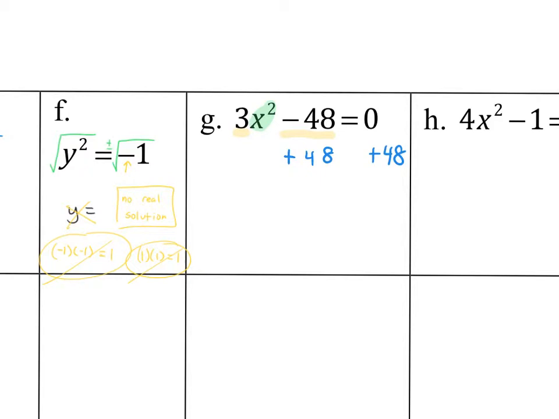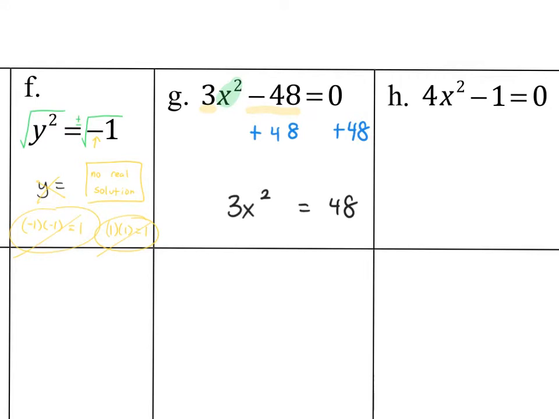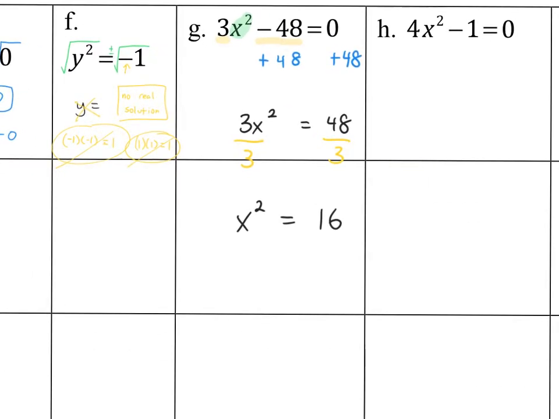So now I'm going to bring the 3x squared equals positive 48 down. And now the only thing left to do for isolating is I need to divide both sides by 3. So now I bring down x squared equals a positive 16. And our last step is just like we did before. We are going to take the square root of both sides. Don't forget when you take the square root, plus or minus there. And our final result is x is equal to plus or minus 4.